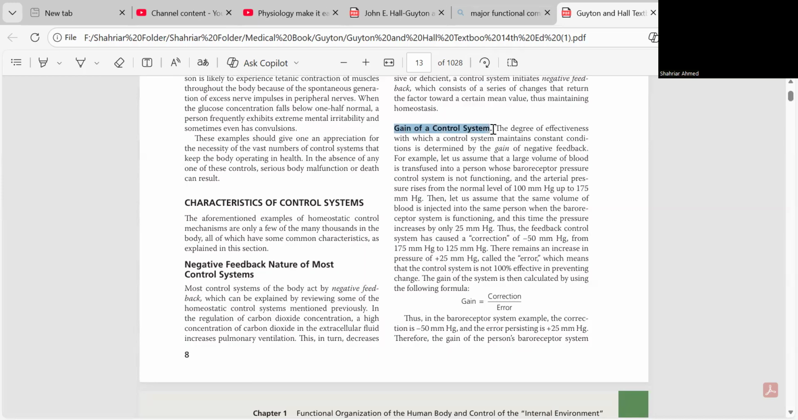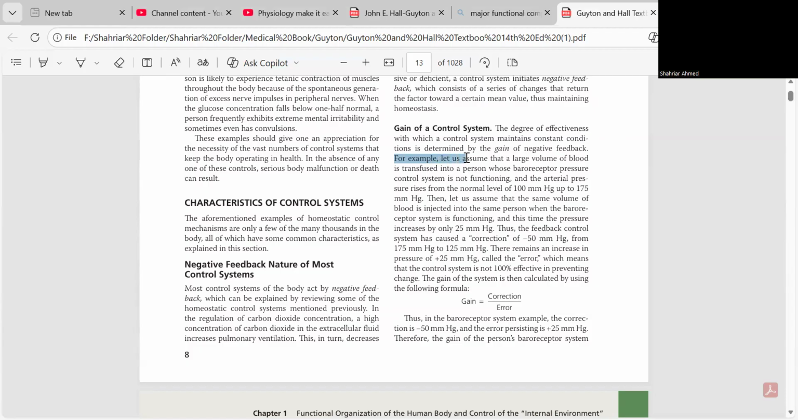Gain of a control system. The degree of effectiveness with which a control system maintains constant condition is determined by gain of negative feedback. So, what you will say? The degree of effectiveness with which a control system maintains constant condition is termed as gain of the negative feedback. For example, read it very minutely.